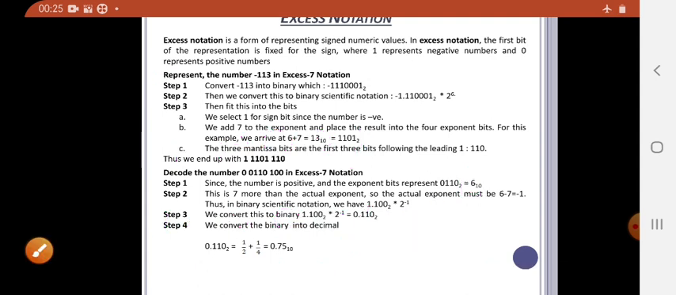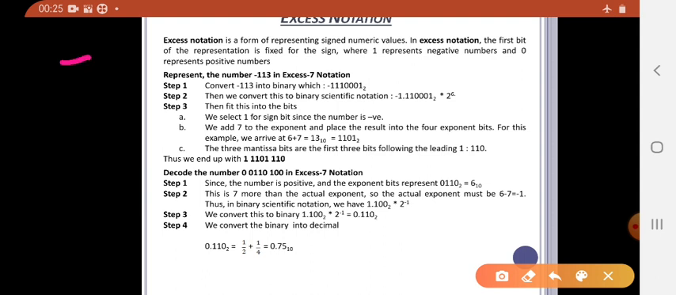Now step 3. What does step 3 say? Fit this into the bits. How? First, select 1 for the sign bit since the number is negative. Here you see the number is minus 113, so negative, and negative is denoted by 1. In step 3, second point, we add 7 to the exponent and place the result into the 4 exponent bits.